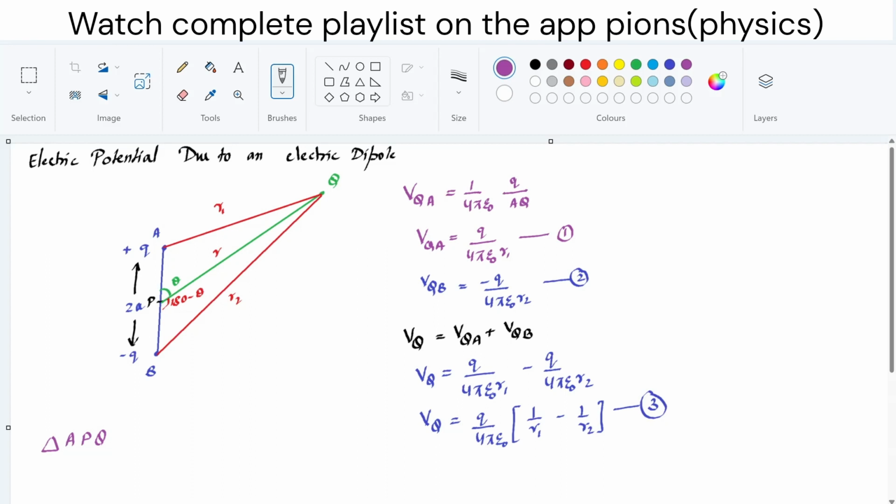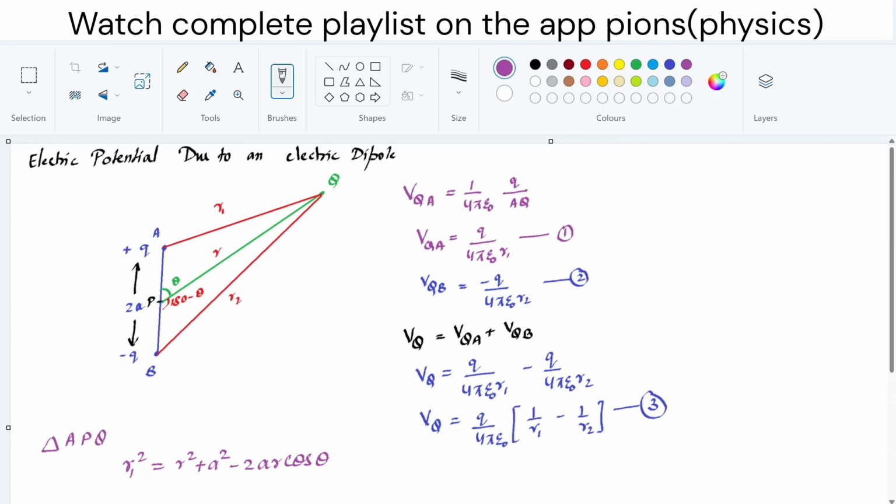So according to the law of cosines for a triangle, the law of cosine says r1 square, which is this side square, will be equal to r square plus a square minus 2ar cos of angle theta. Let me repeat again. According to the law of cosine, this is there in maths. It says if you have a triangle and it is not a right angle triangle, and you are given the three sides and one angle, this will be the equation that the triangle will satisfy.